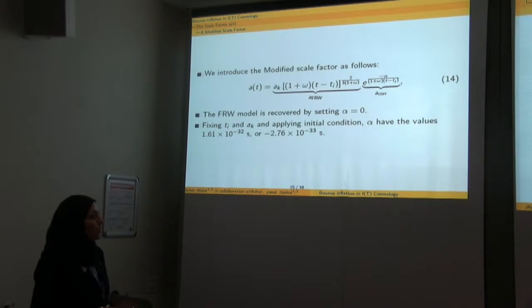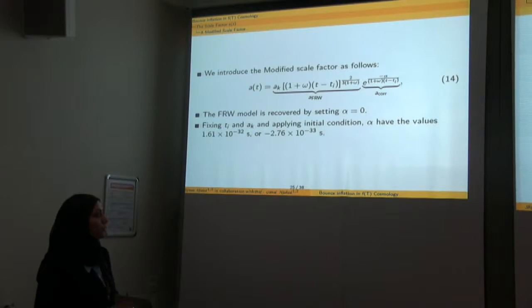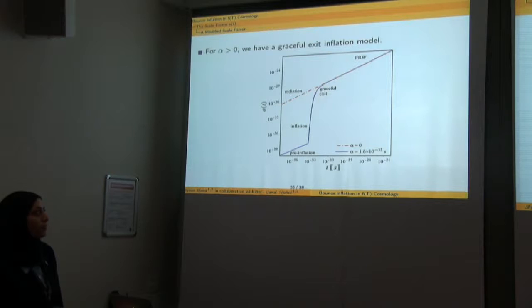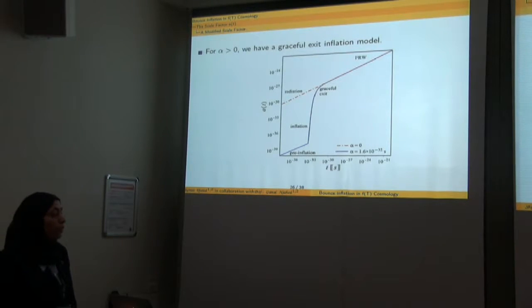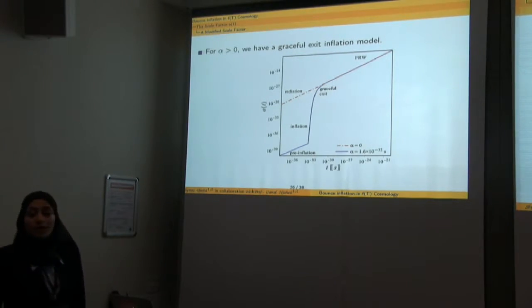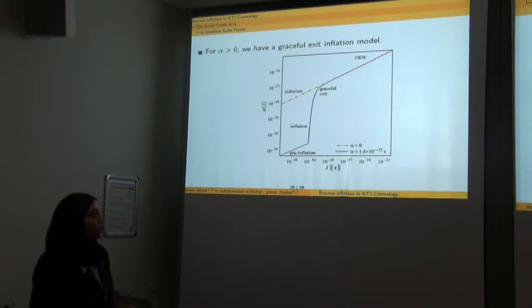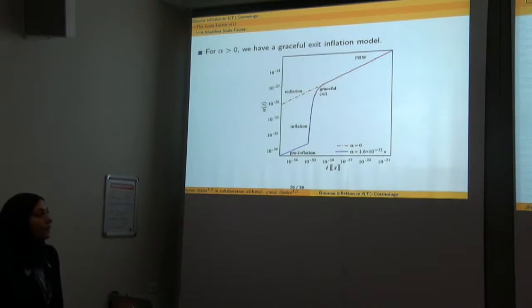Okay, this is our modified scale factor. The first part is the FRW scale factor, and the second part is a correction scale factor. If you fix t_i and a_k in the scale factor, we have two values for alpha, positive 1 and negative 1. For the positive value of alpha, we have a graceful exit inflation model. As t tends to 0, the scale factor also tends to 0 and the density tends to infinity, which is a Big Bang. In this part, t less than alpha describes pre-inflation. When t equals alpha, we have inflation, and then when t is greater than alpha, we have a graceful exit.